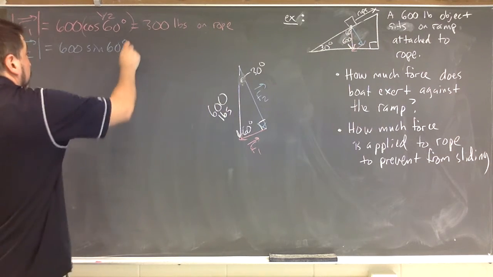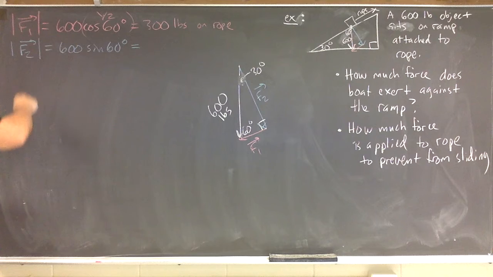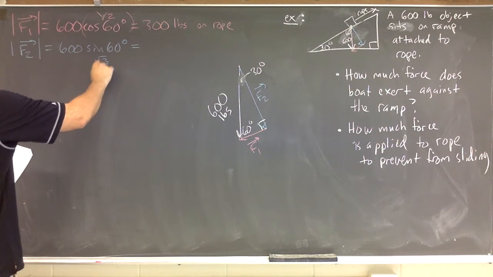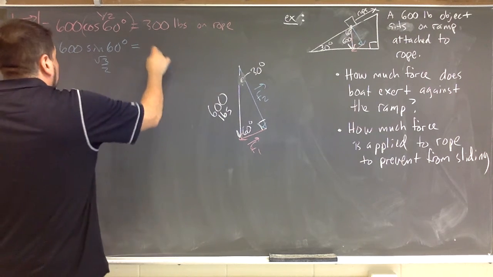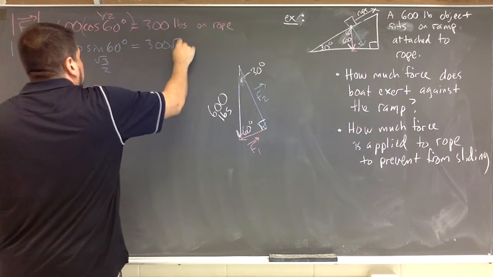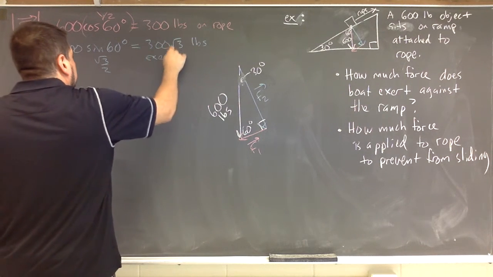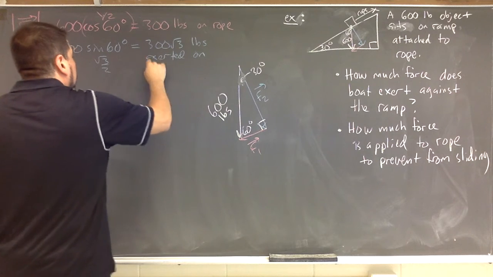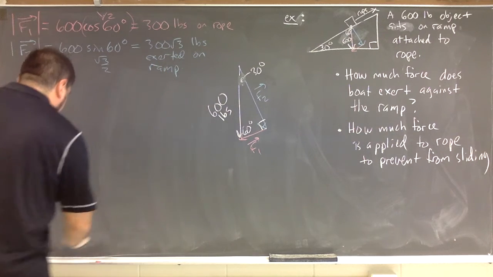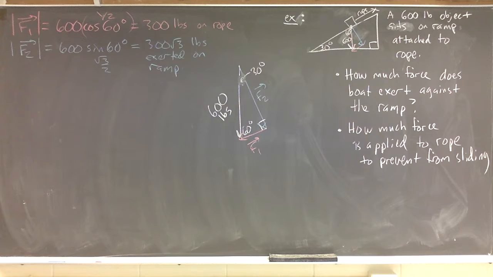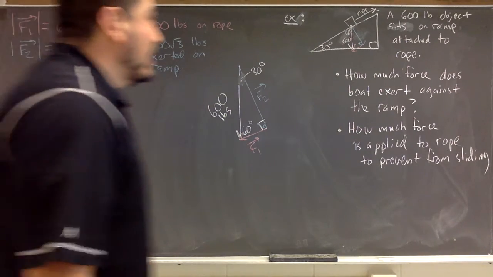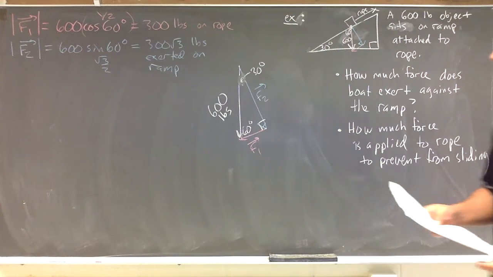And the second one, 600 times the sine of 60. Sine of 60 is √3/2. So that'll be 300√3 pounds exerted on the ramp. Okay, maybe I overcomplicated it a bit, but if you're already comfortable with this, this shouldn't be too bad. And if you are not, hopefully that makes sense.